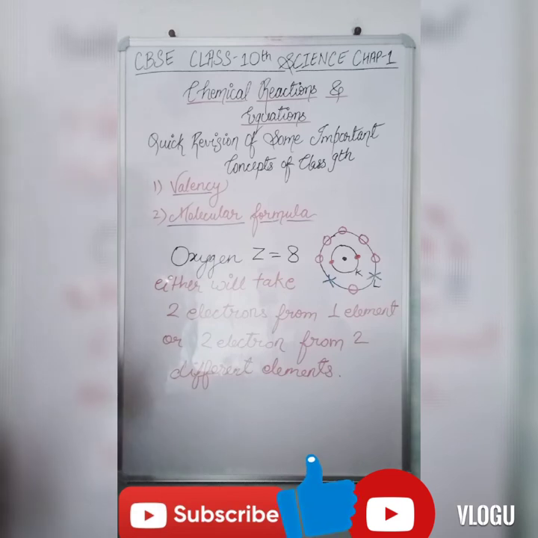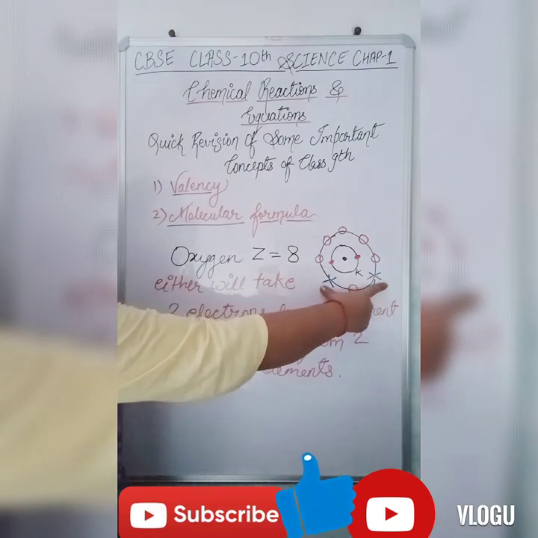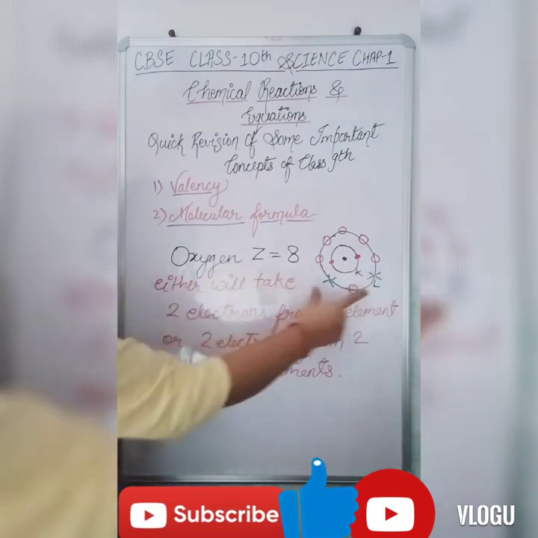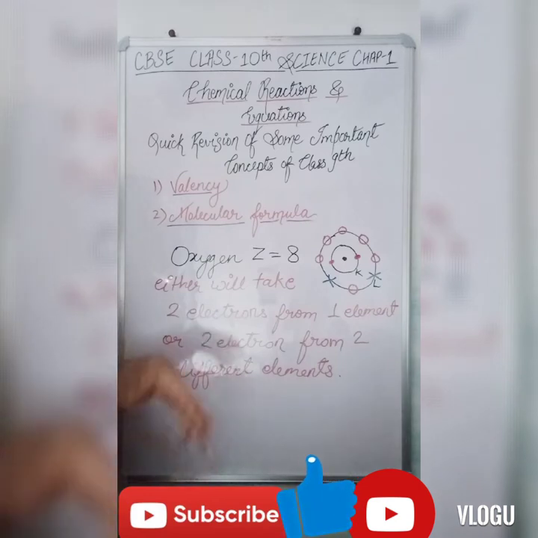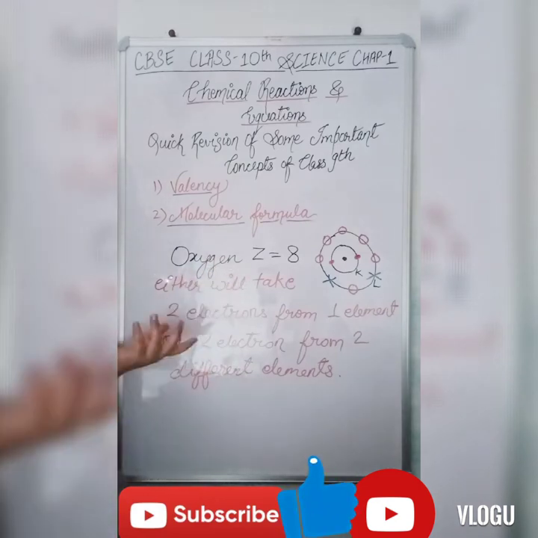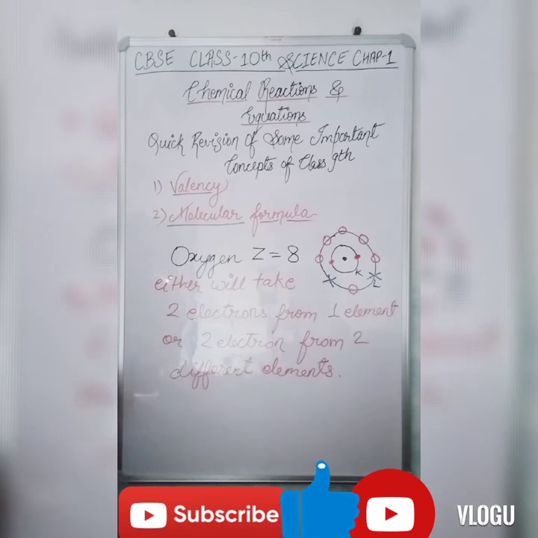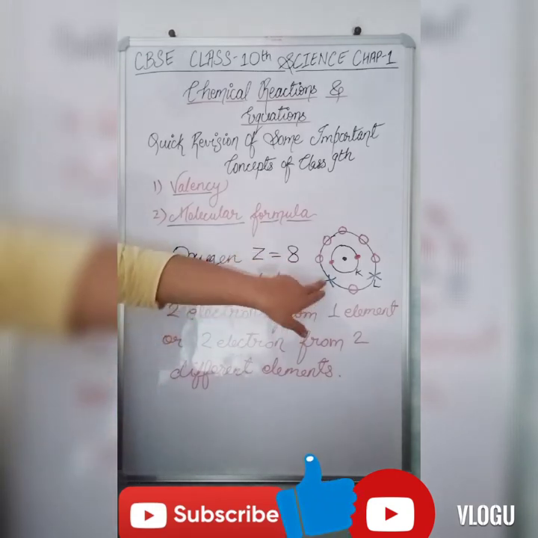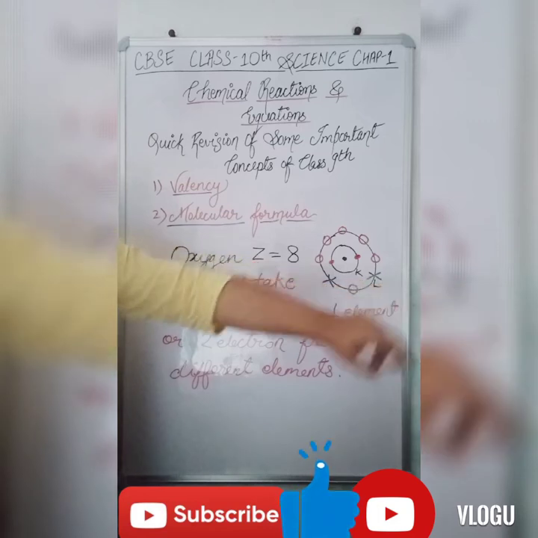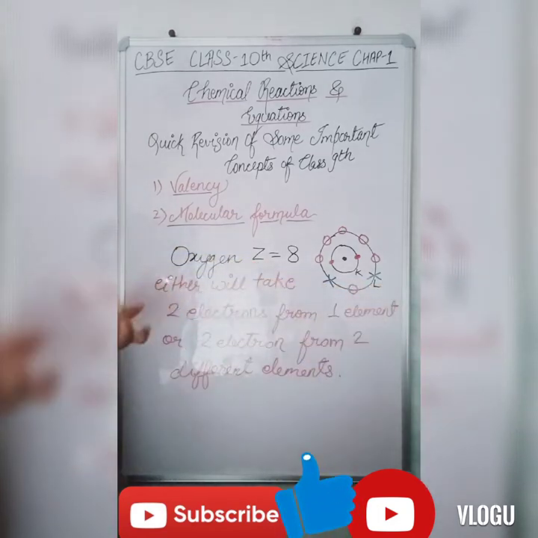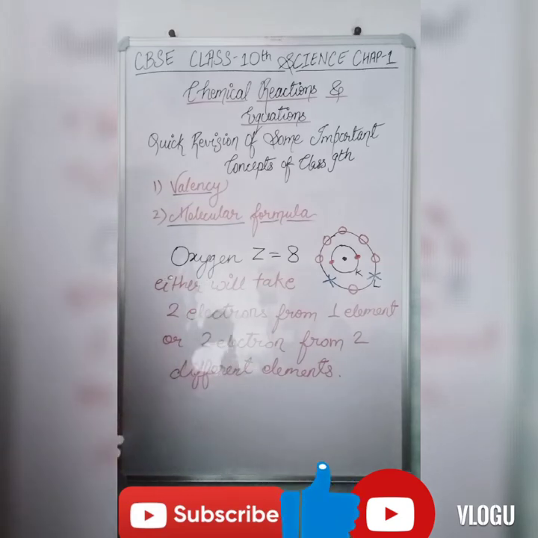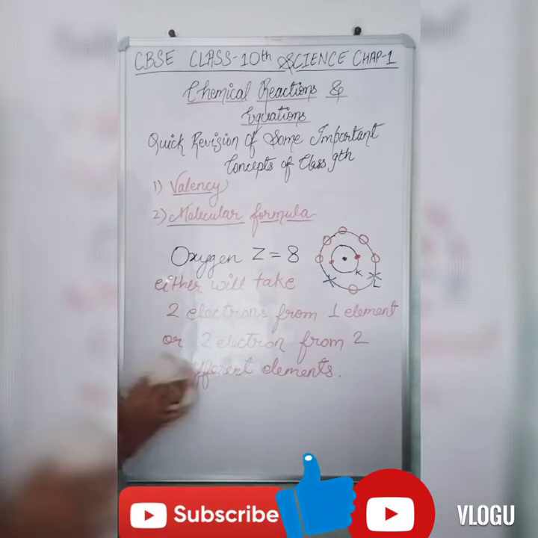Okay. So what does this mean? This means it has 2 places vacant and oxygen wants to fill these 2 places. So it's totally dependent on oxygen which element it wants to engage itself with. Suppose it wants to take 1 electron from hydrogen and another from sodium, then it's totally dependent on oxygen, right? So either it can take 2 electrons from one element or take 2 electrons from 2 different elements. Now see how.